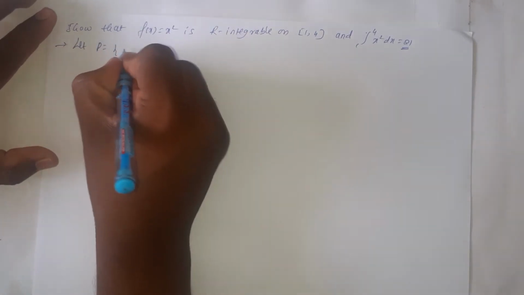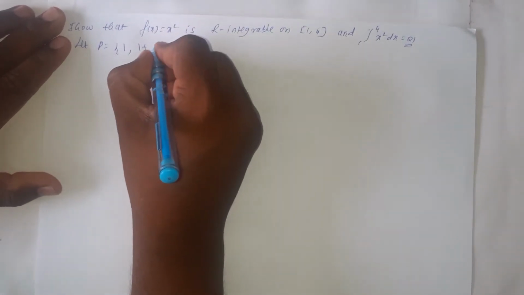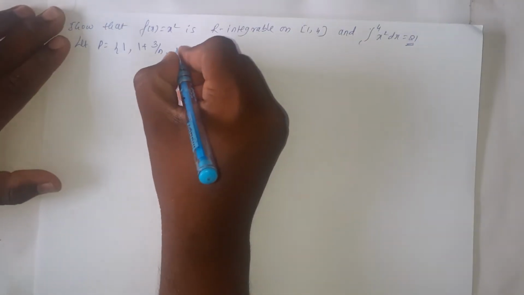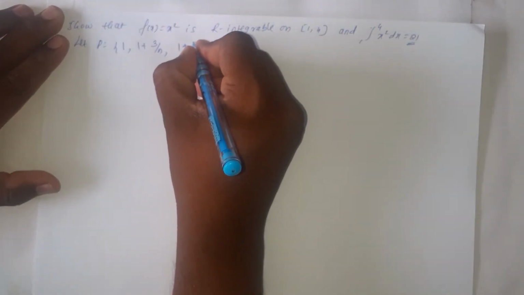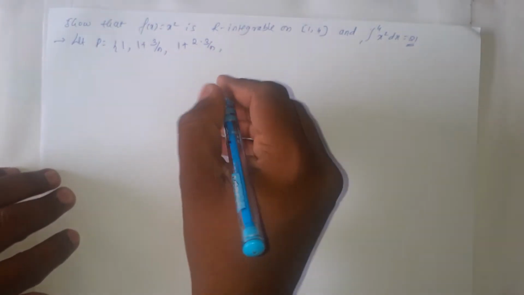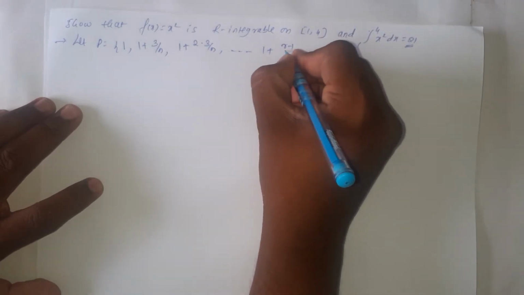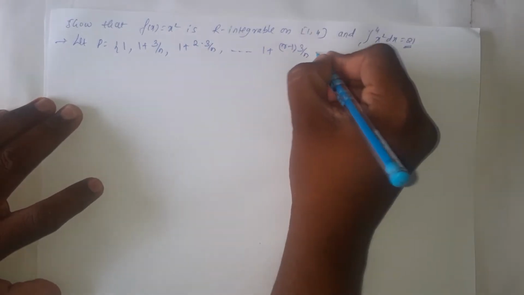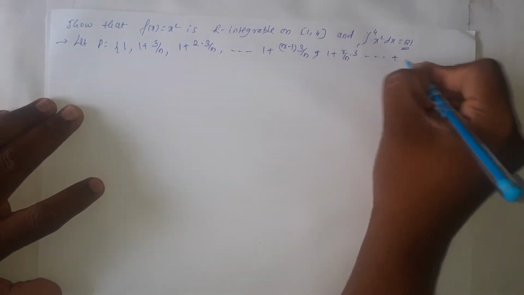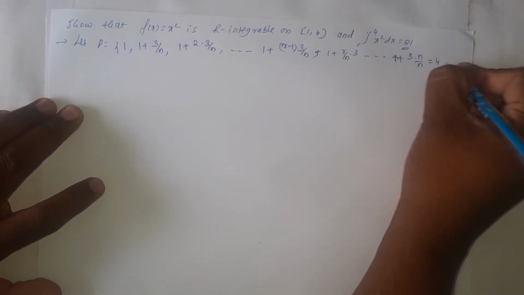Let P be the partition with first point 1 as it is, then 1 plus 3 by n, that is 1 plus (b minus a) divided by n, then 1 plus 2 into 3 by n, because 2 into (b minus a) divided by n, and so on, 1 plus (r minus 1) into 3 by n, then 1 plus r by n into 3, and so on, 1 plus 3 times n by n, which is equal to 4.